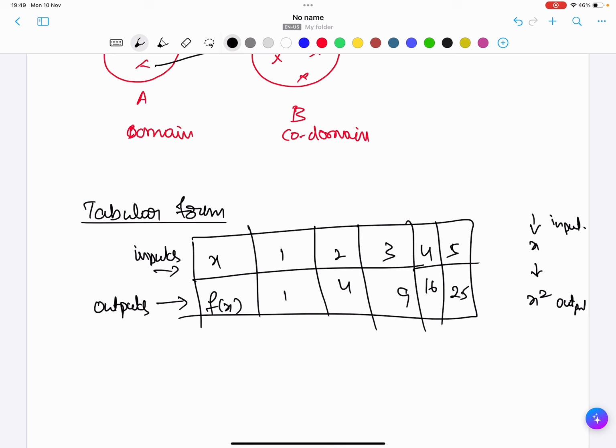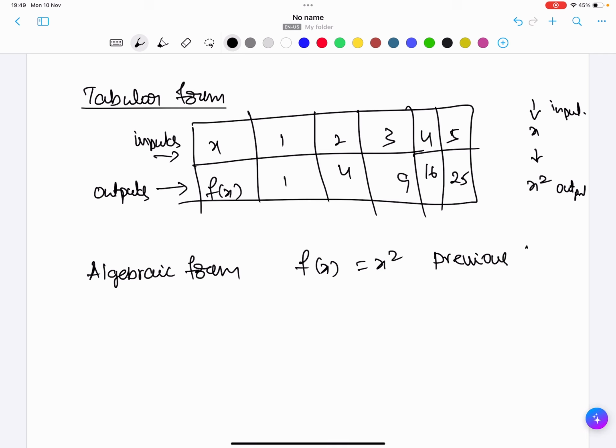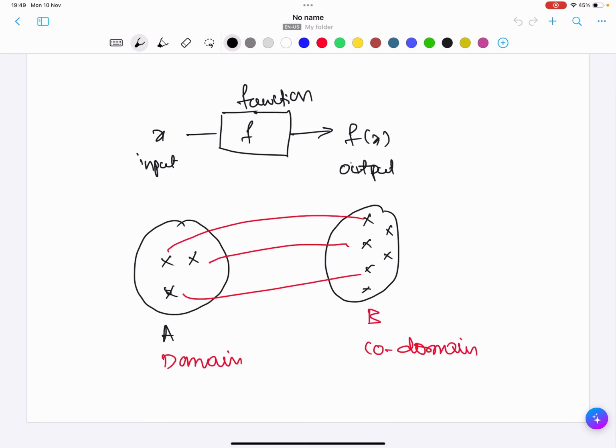And then the other form is the algebraic form. Let us say that f of x equal to x square, if you want to recall the previous example, the previous tabular form example. So, we have to recall them and see all the possible forms of these functions.